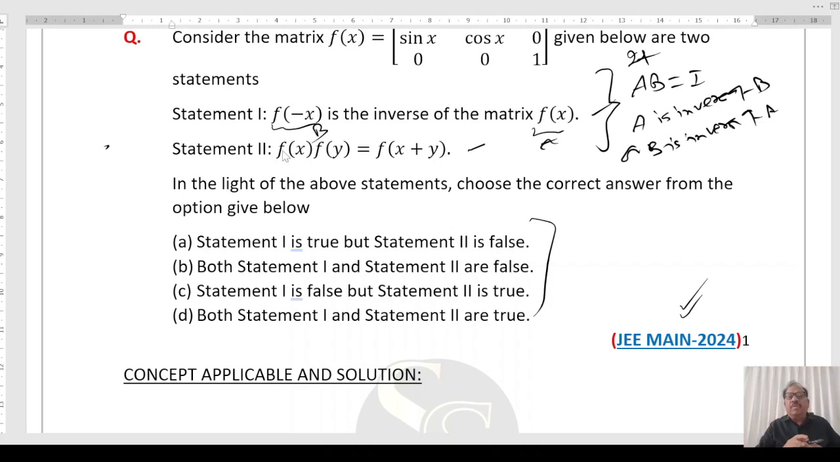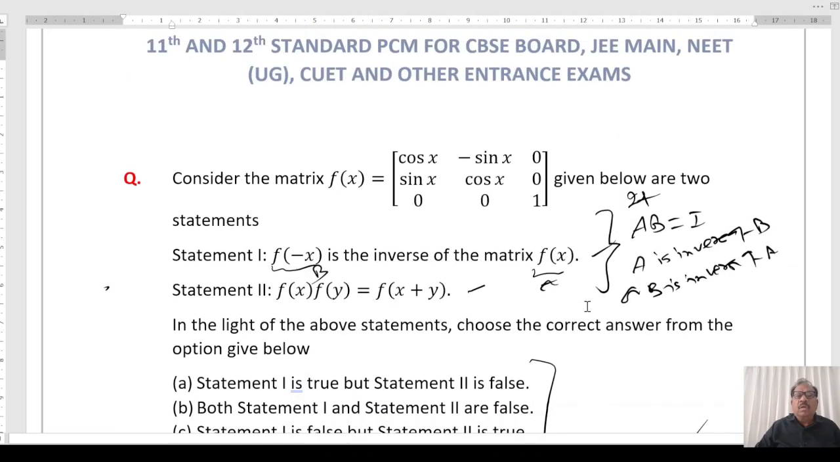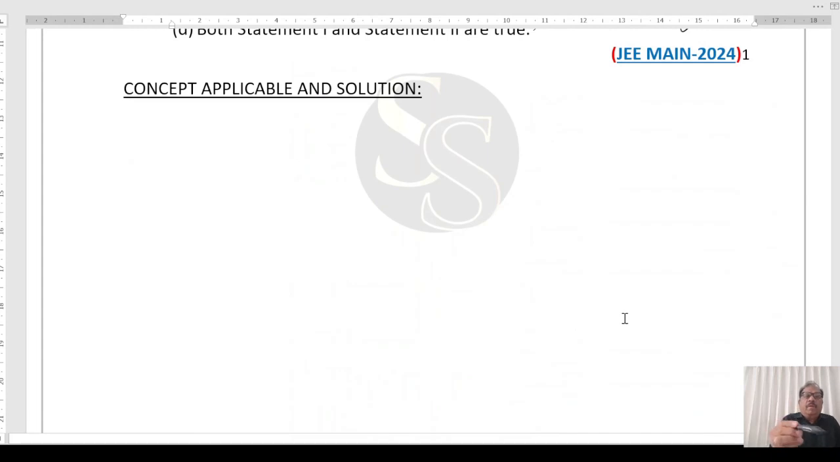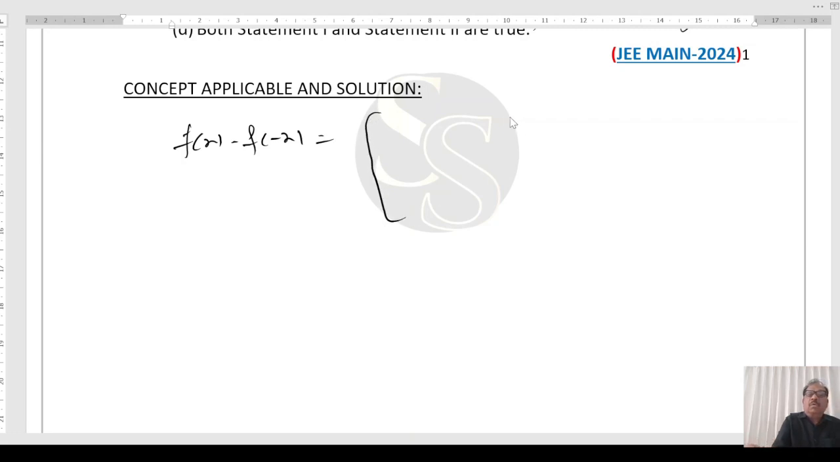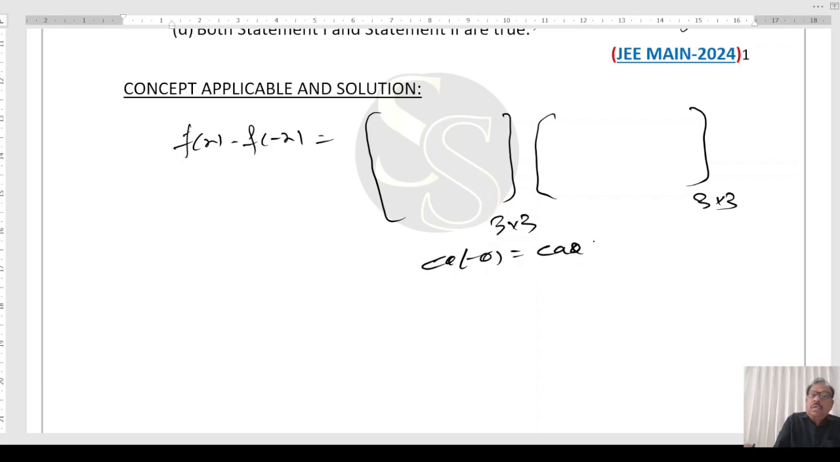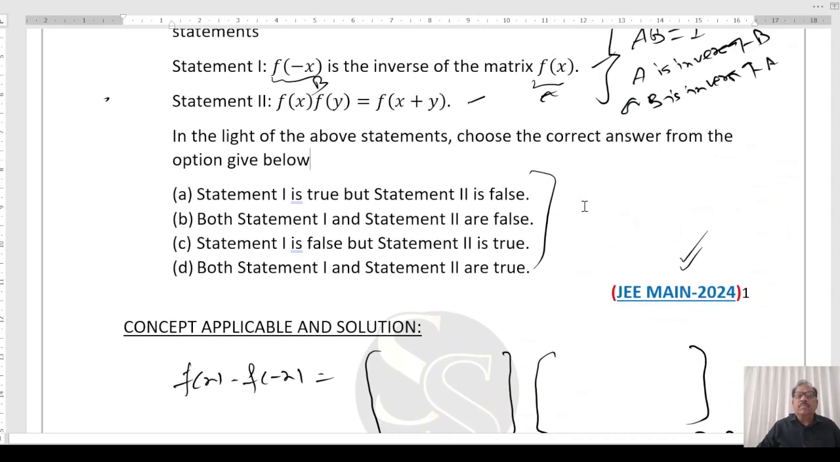And if you get the identity matrix, then one is the inverse of the other. So we take f(x) into f of minus x. You know the formula, cos of minus theta is cos theta and sin of minus theta is minus sin theta. These two concepts will be applicable in this case.